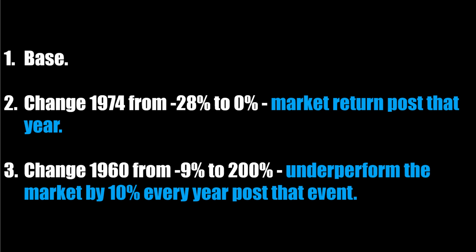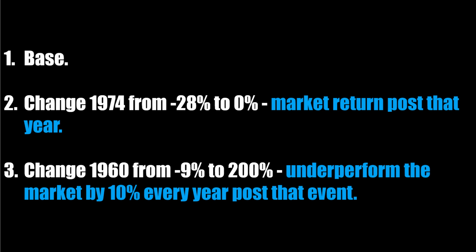So I've got three conditions. I have our base or control, just the returns from the index. I'm going to change 1974 from being down 28% to 0%. So it goes neutral. That big loss is eliminated. Post that date, this particular system will get the market return. So it reverts to the base return. So up until 74, base return. Post 74, base return with only the alteration of that year.